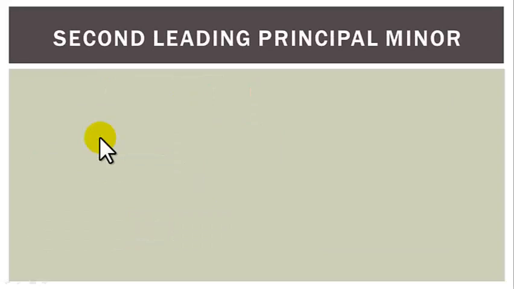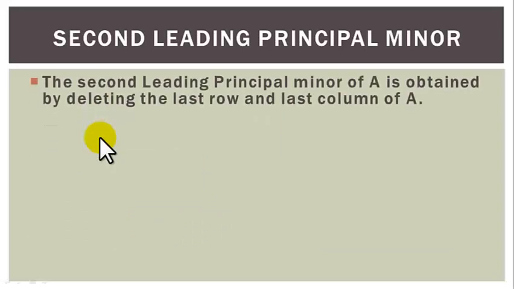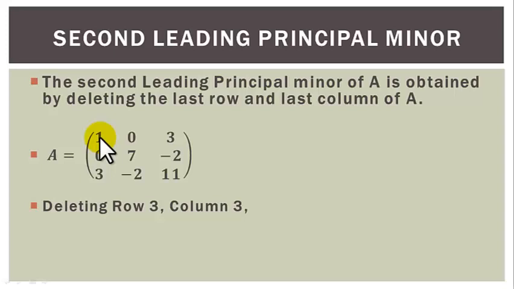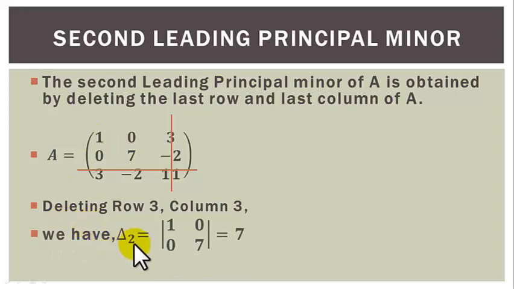Next, the second leading principal minor of A is obtained by deleting the last row and the last column. Here we are putting k equals 2, that is 3 minus 2 is 1. So we are deleting the last row and the last column of A. This is our matrix A. So deleting row 3 and column 3, we are left with this submatrix, 1 0 0 7. So this will give us the second leading principal minor, delta 2, to be the determinant of this matrix, which is equal to 7.